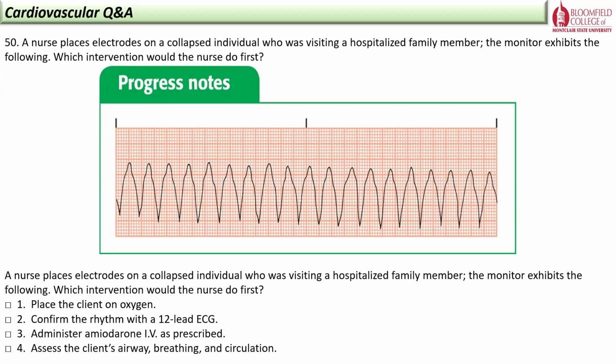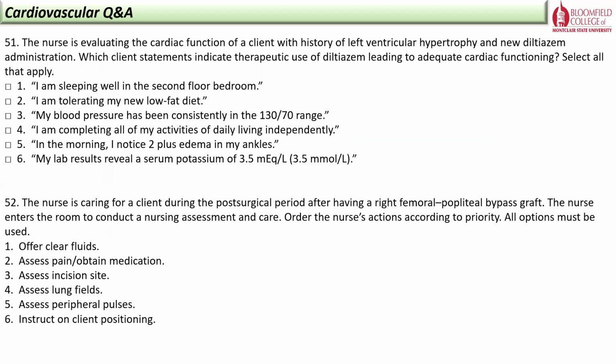So the nurse must first assess the airway, breathing, circulation, and level of consciousness to establish the client's stability. So we have to find out if the patient is stable or unstable. So the answer was 4, right? Okay, and 51.